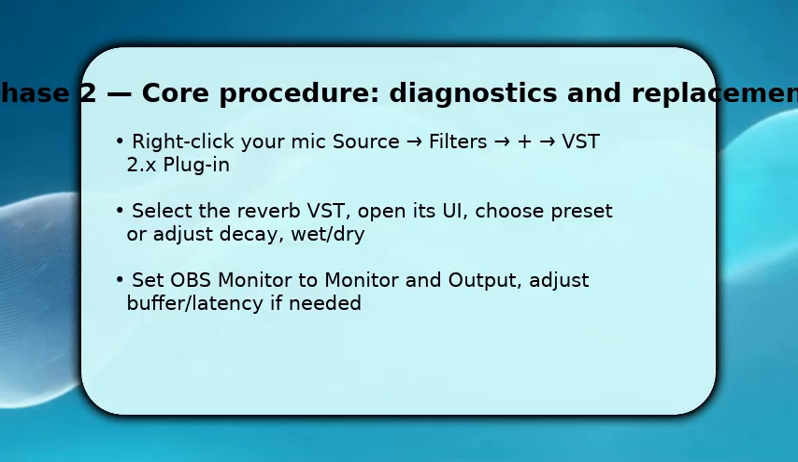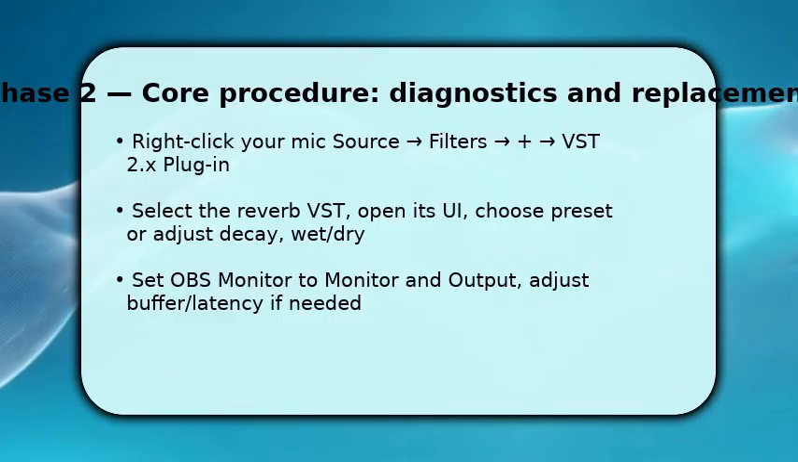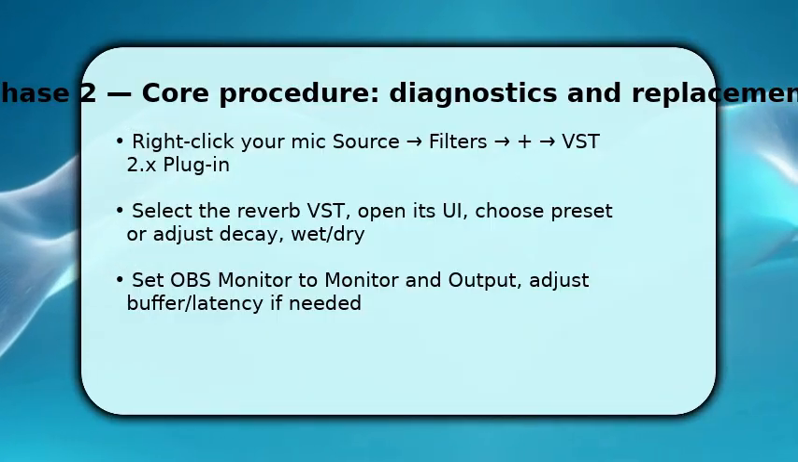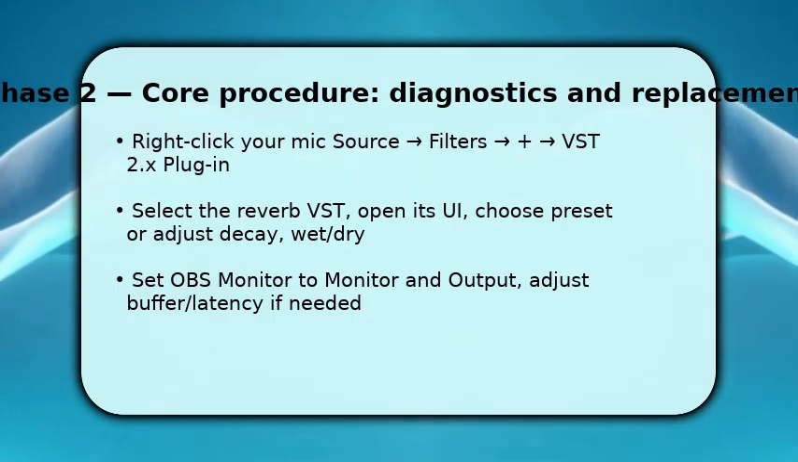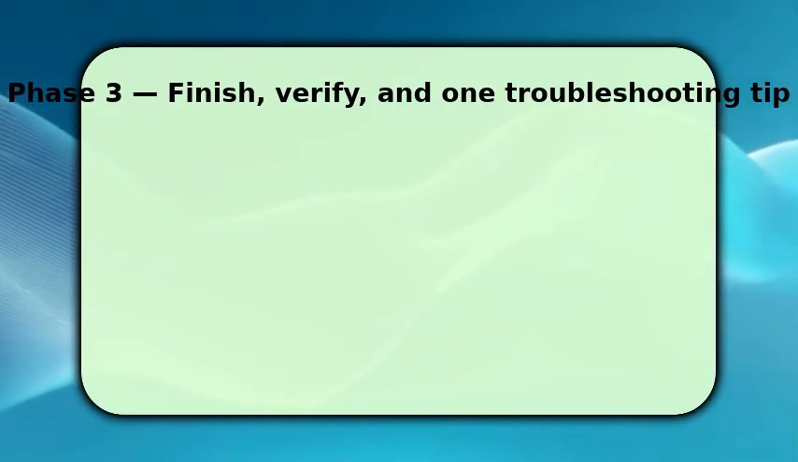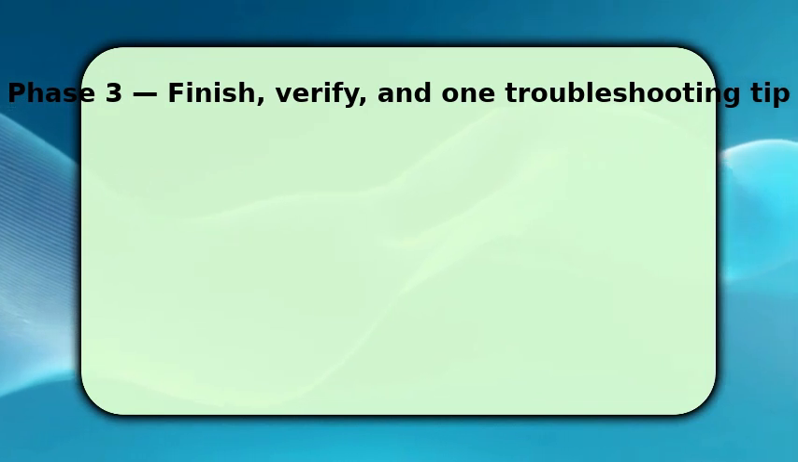Next, set OBS monitoring to monitor and output so you hear the processed signal live. Make small adjustments and listen. Reducing wet mix preserves clarity, and finish by balancing levels and testing. You should record a short clip and stream to confirm the reverb enhances without masking words.